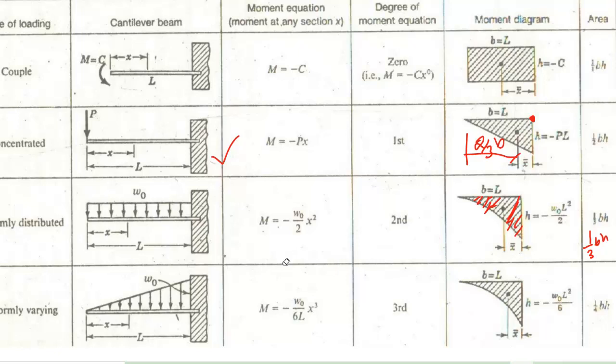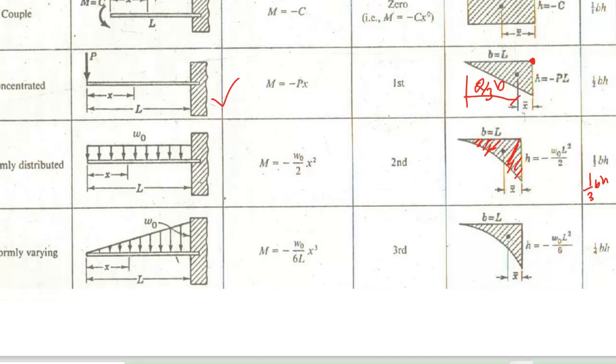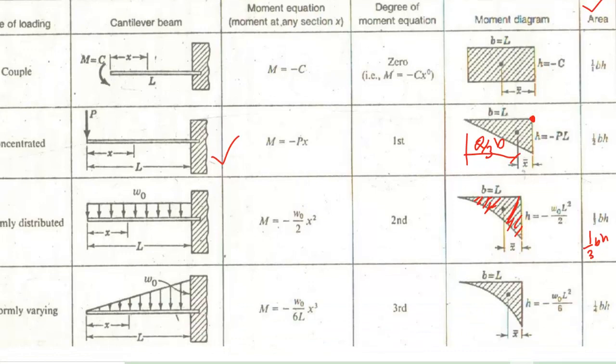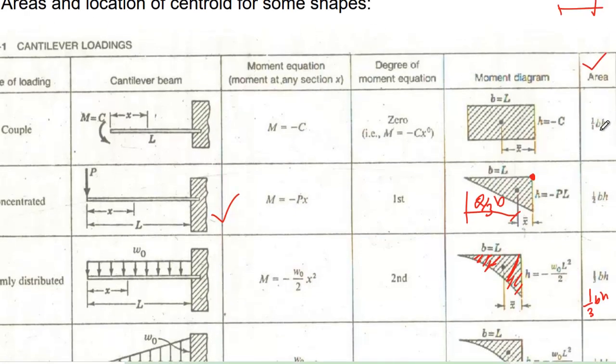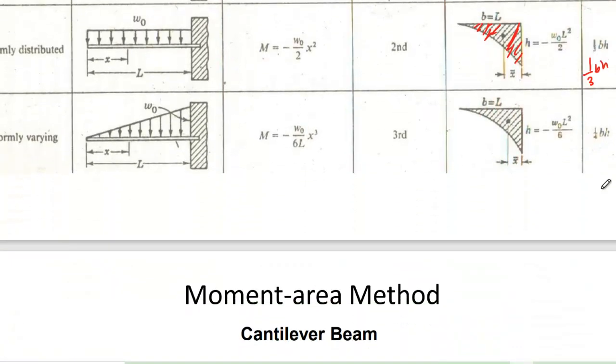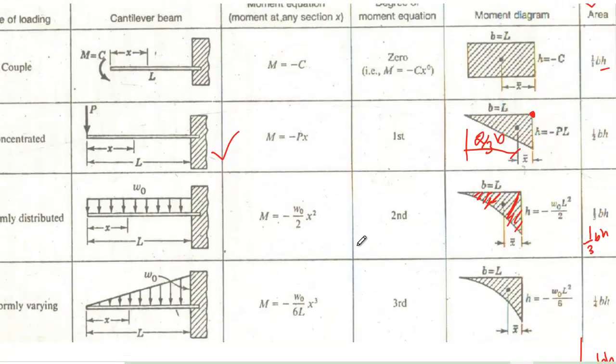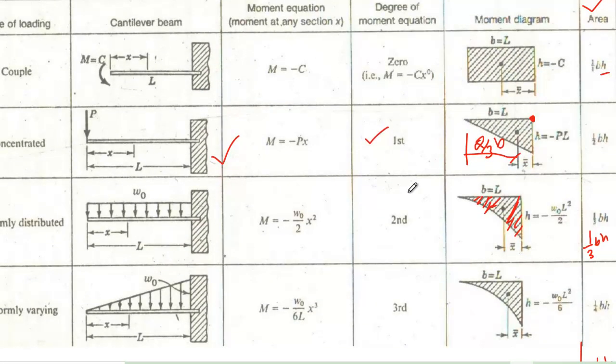Okay, and if it is uniformly varying load, that time you have the moment diagram as third degree, so that time it would be 1 by 4 BH and 1 by 5 B. So now have a look, if you consider this area and X bar formulation, you will get an interesting thing here. What is that? BH is common for this formula for area, right? And B is common for each of these formulas, right? So we can correlate these formulas with respect to the degree of line of action.